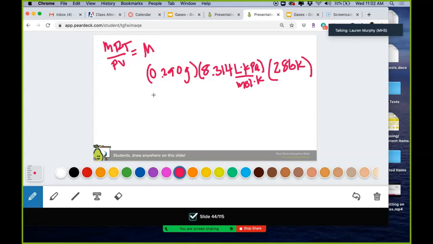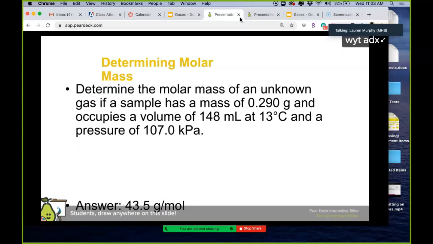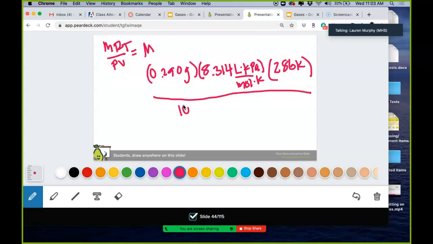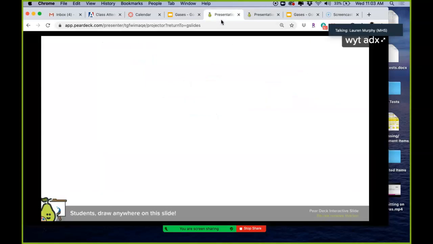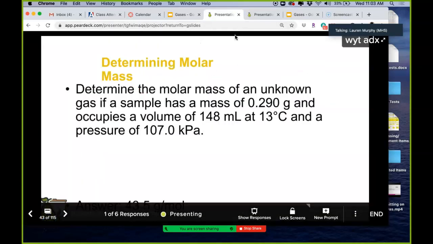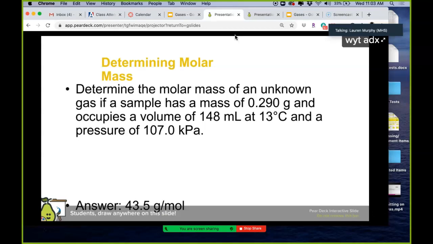divided by pressure and volume. So I go back to the pressure, it's 107 kilopascals. And the volume is 148 milliliters, which is the same as 0.148 liters. Let's look at how the units go. Kilopascals on the top, kilopascals on the bottom. Liters on the top, liters on the bottom. Kelvin on the top, Kelvin on the bottom. Grams over moles. That's molar mass. Grams per mole. So I'm going to give you a second to calculate it out. Again, for those two numbers in the denominator, you should hit your divide button twice. It's the best way.